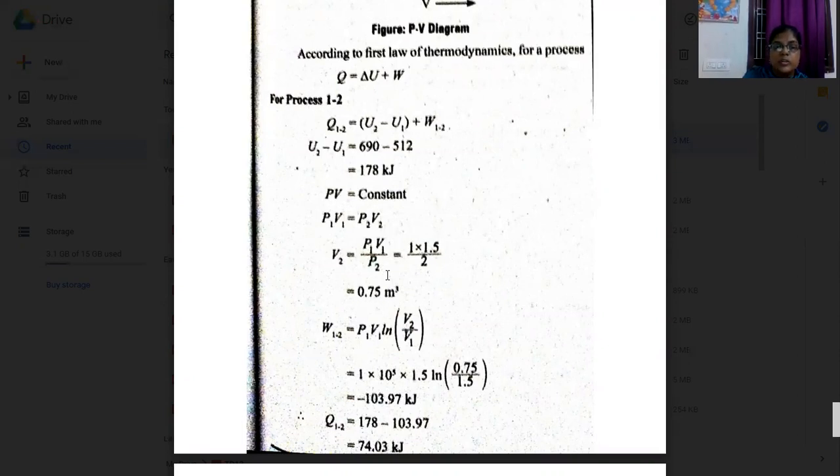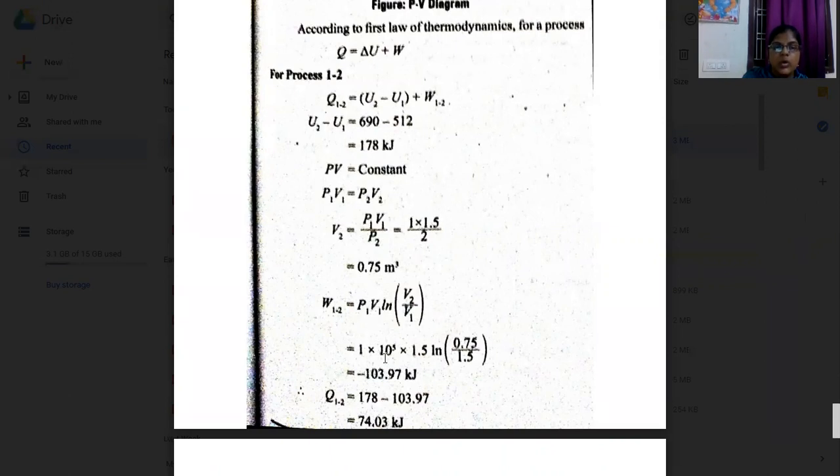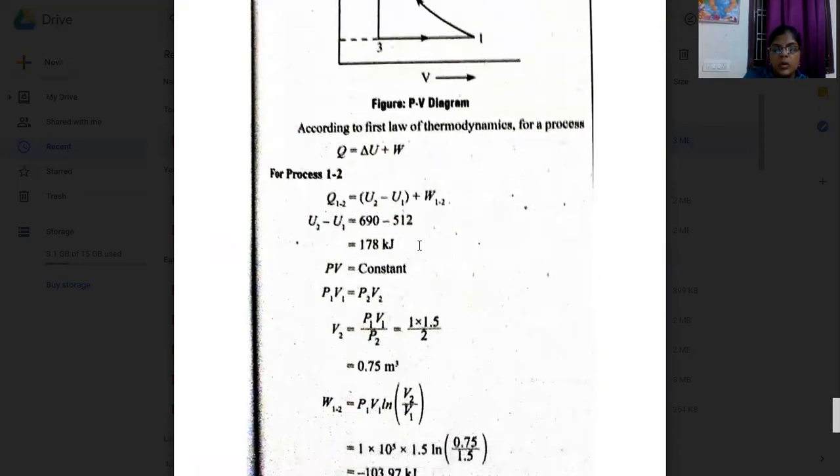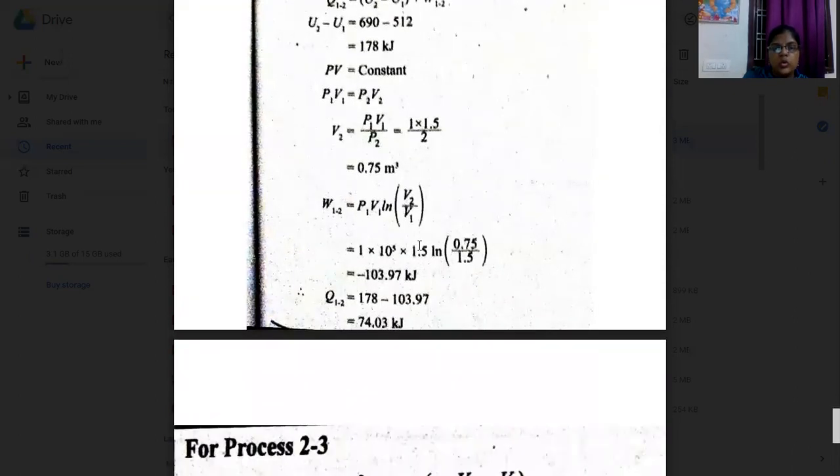What do you know about the work done for an isothermal process? We have to remember each and every point about what the processes are. I have already told in the previous classes what the work done is for isothermal, for constant pressure, and for constant volume. We solved some problems also. So we have to remember the derivations regarding the processes. For an isothermal process, work done is P1 V1 log of V2 by V1. Substituting this value, we found the work done. The negative sign means work is done on the system. Then substitute W1 to 2 and U2 minus U1, and we get the heat transfer between 1 to 2, Q1 to 2.